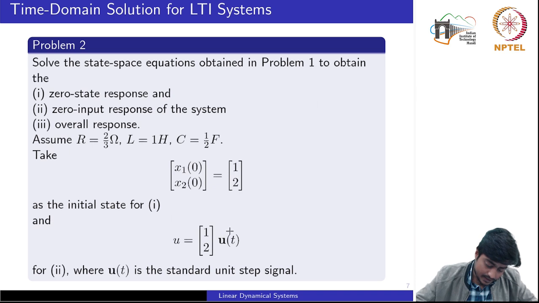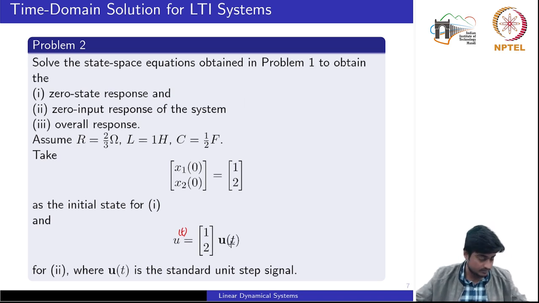We are supplying a specific input to this system, where the input is given by 1 and 2 multiplied by a standard unit step signal, which means that on the left hand side we should have u(t) also. So this input is applicable starting from t greater than or equal to 0 only. Before that the input is 0. Okay.